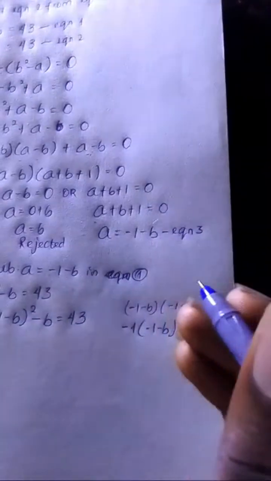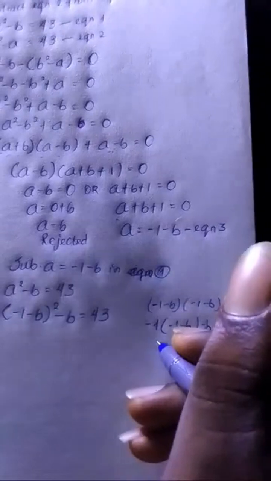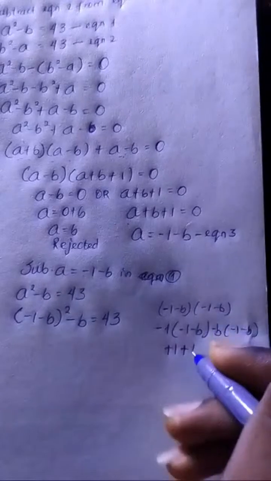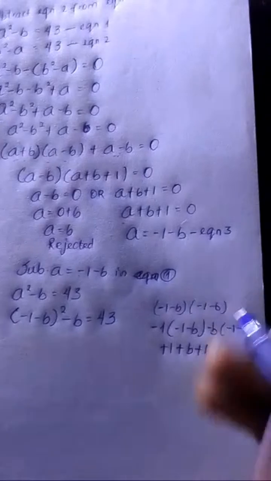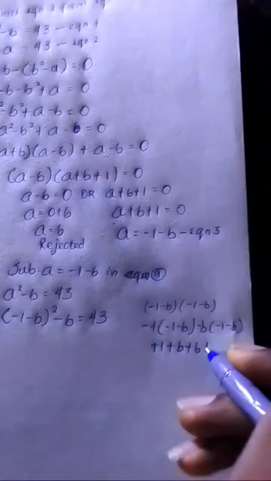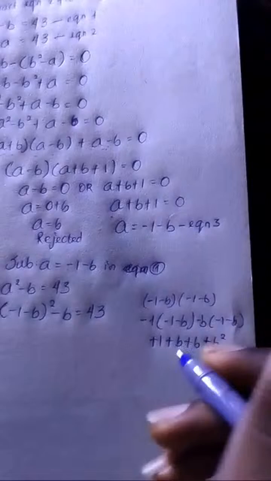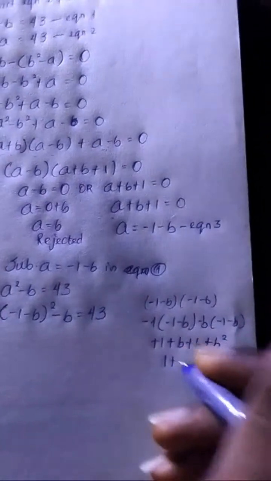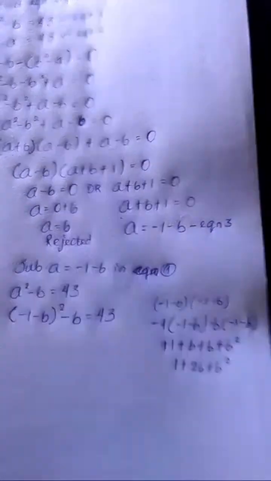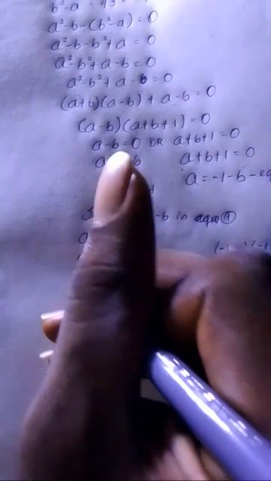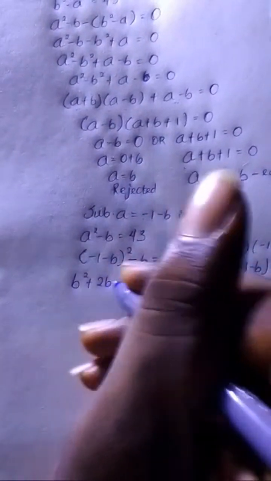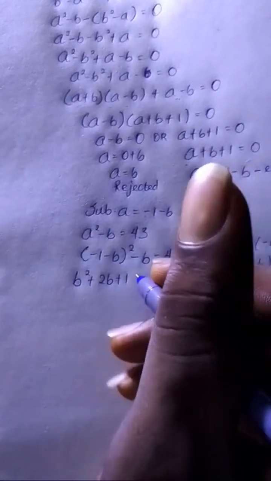So from here, what do we have? Minus times minus, we have plus 1, right? Minus times minus, we have plus b. Minus times minus, we have plus b, right? And then minus times minus, we have plus b squared, right? So we have 1 plus 2b plus b squared. If I were to arrange it, it now gives us b squared plus 2b plus 1. So let's write that down. So this will give us b squared plus 2b plus 1, right?